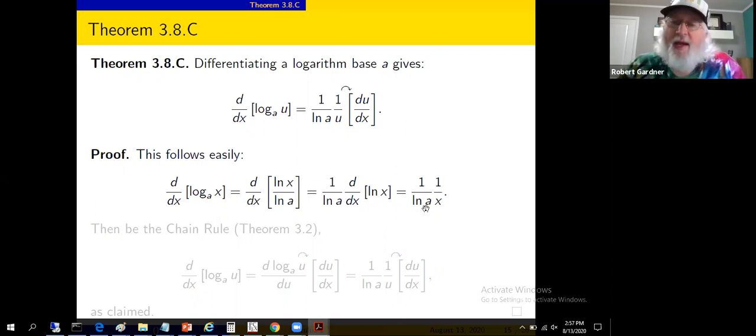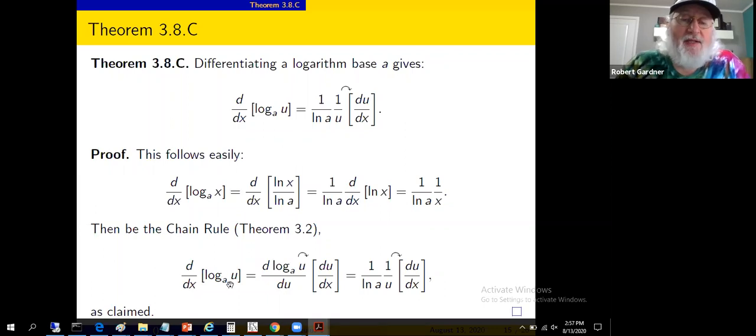It's 1 over the natural log of a times 1 over x. Where'd that 1 over natural log of a come from? The way we defined log base a of x as this quantity here. So that's what we've got out front. Now we'll just combine it with a chain rule. The derivative with respect to x of log base a of u would be the derivative with respect to u of log base a of u times, chain rule, du dx. We're left with a du dx over there. When we differentiate that log base a of u with respect to u, we get 1 over u instead. So we get a 1 over log a, 1 over u. Chain rule sticks the du dx on the side.